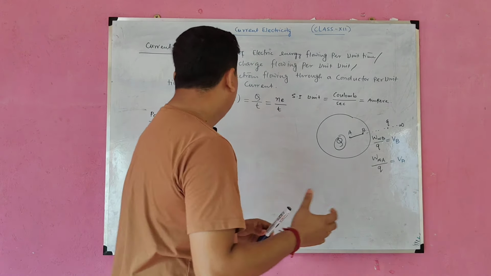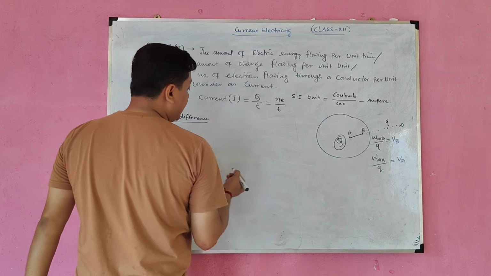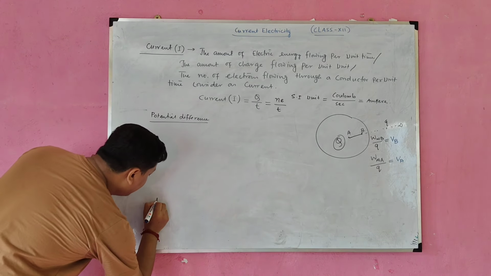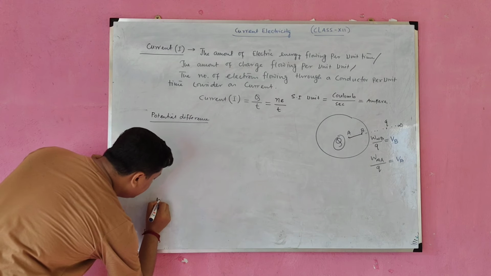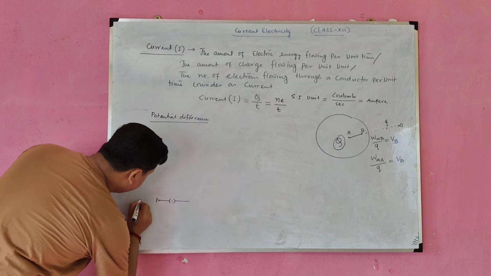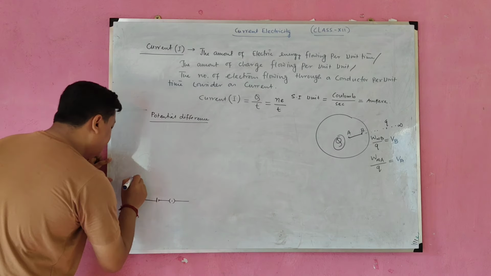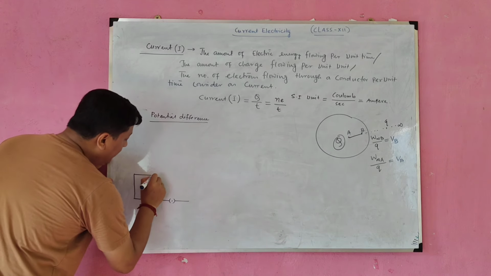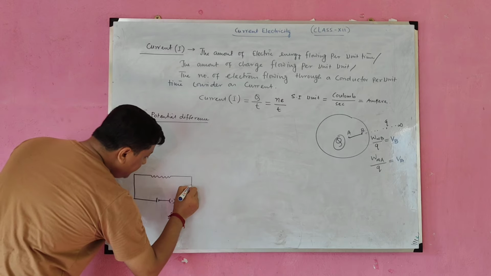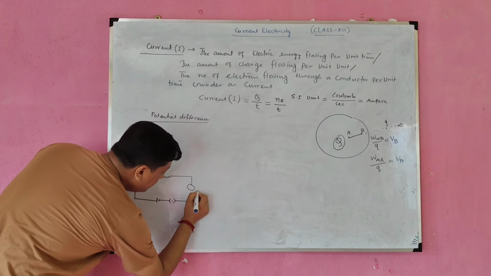But in our general circuit, everybody can see that if I draw over here one cell and then another key over there, and here one resistance. What is resistance? After some time you will know.